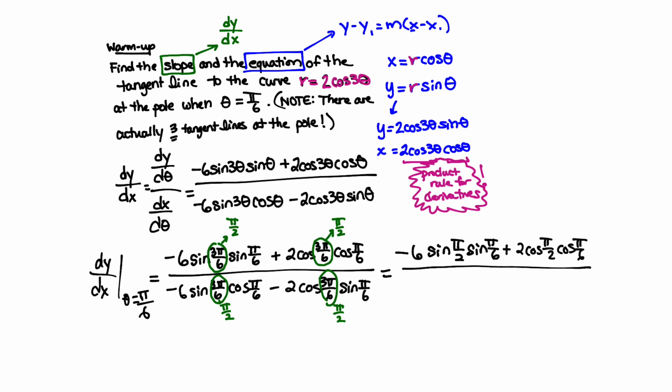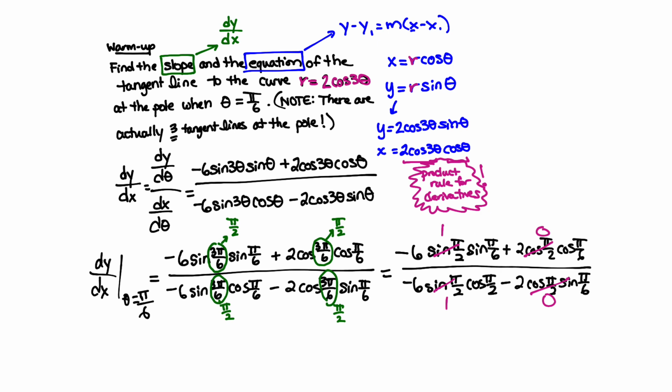Now, Ben, this is where it gets nice. Did you see it got nice here? Because cosine of pi over 2 is just 0. So this whole term drops out, this is all 0 here, that whole term drops out. And sine pi over 2 is just 1, so this guy is just 1.